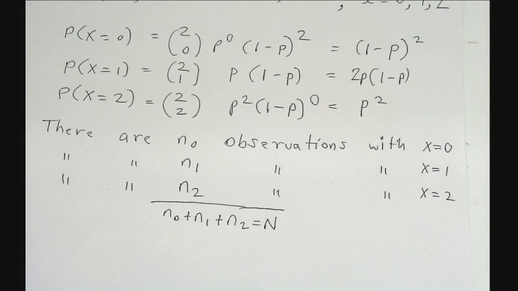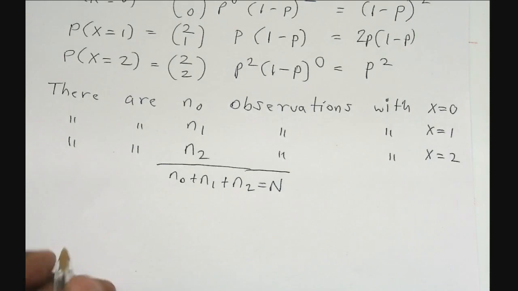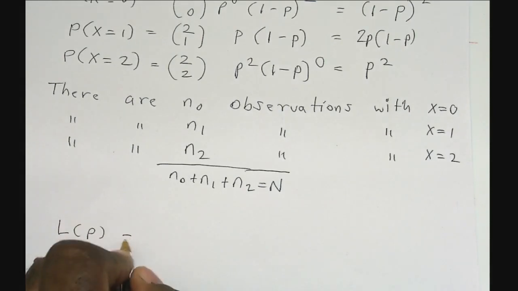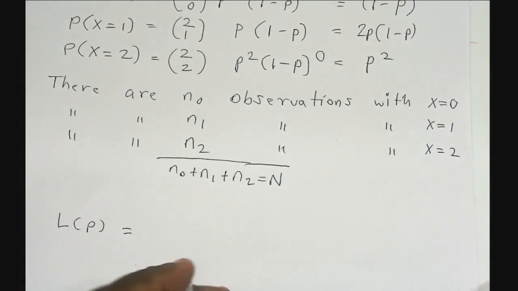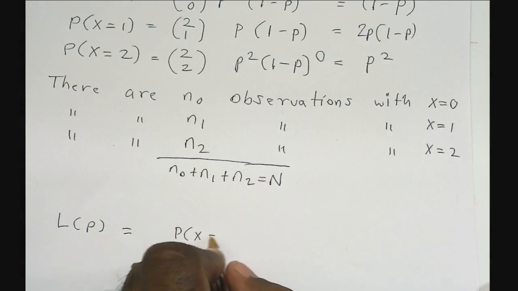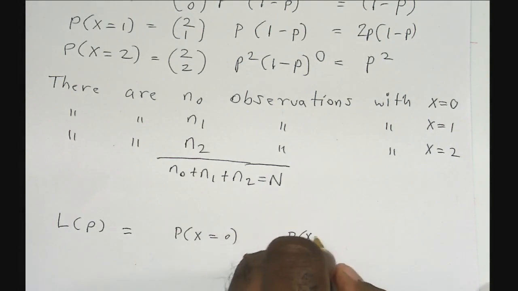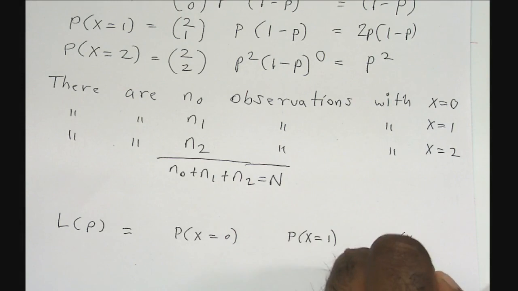Yeah, there are capital N observations in total, and out of that, little n0 observations take the value x equal to 0, little n1 observations take the value x equal to 1, and little n2 observations take the value x equal to 2. And the question was, if I remember correctly, to find the MLE for p. Now, to do that, guys, the first thing you need to do is to write down the likelihood function for p. Now, we know the probability that x equal to 0. We know the probability x equal to 1. We know the probability that x equal to 2.